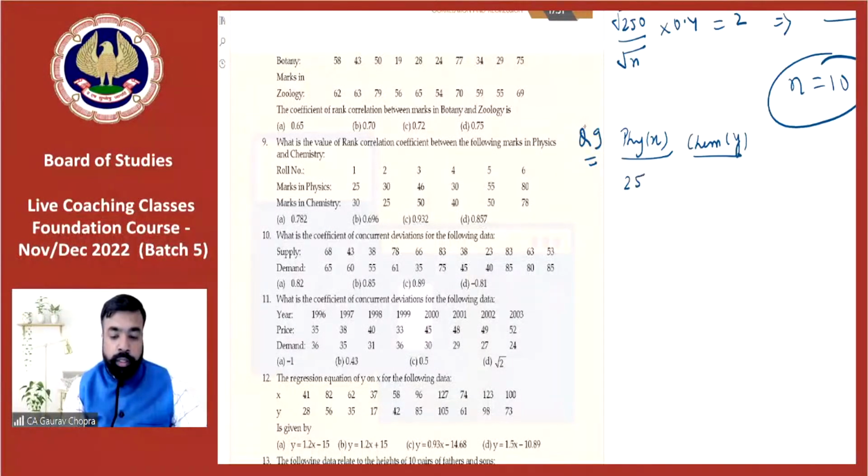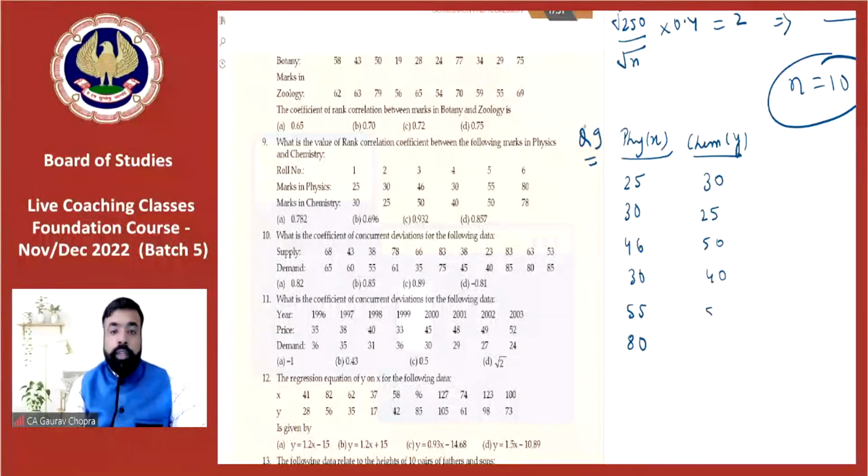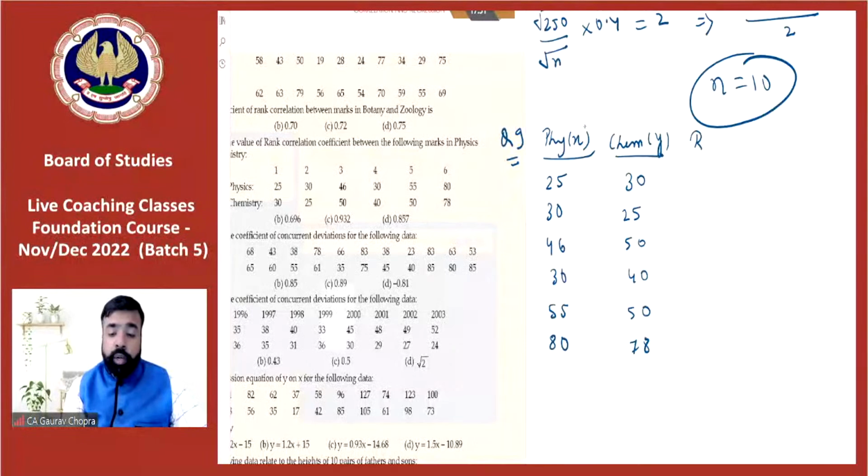So how much is there? 25, 30, 46, 30, 55, and then 80. And for Y: 30, 25, 50, 40, 50, and then 78. So first we have to find out the rank for series X, and then rank for series Y.